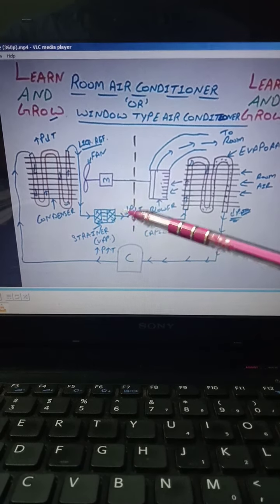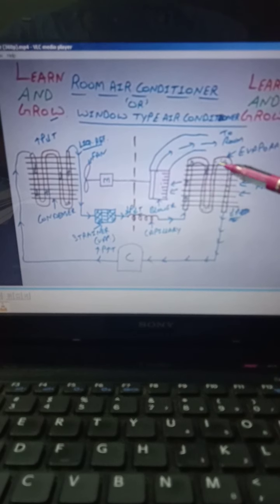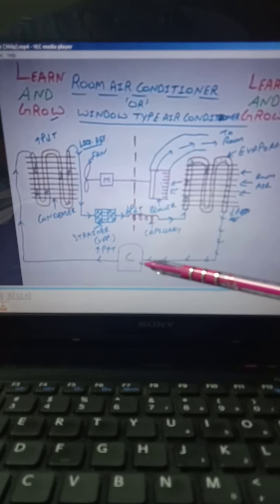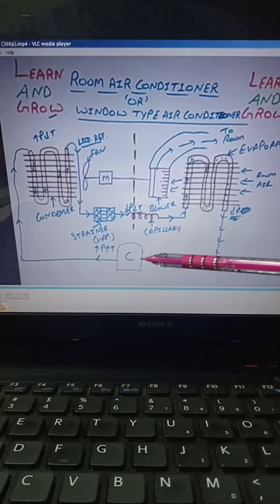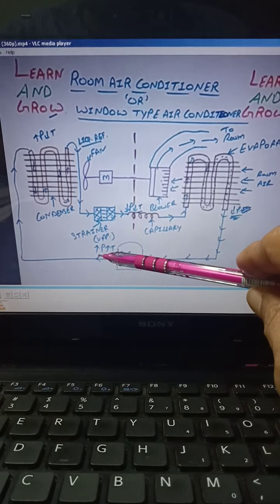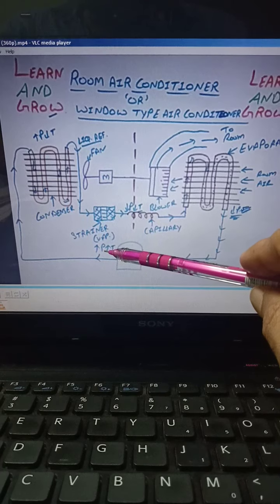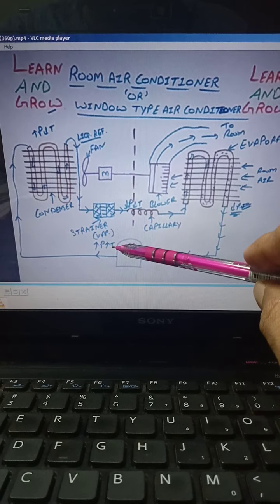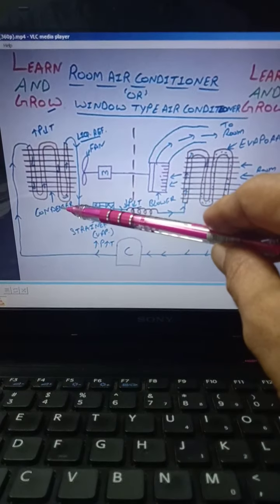So what happens is, whenever the heat is absorbed in this area, the refrigerant gets converted into vapor, and this vapor will flow towards the compressor. In the compressor area, it gets compressed, and this vapor gets converted into liquid, where the temperature as well as the pressure of the liquid is raised. That means the pressure of the refrigerant as well as the temperature of the refrigerant is raised, and further it is sent towards the condenser area.